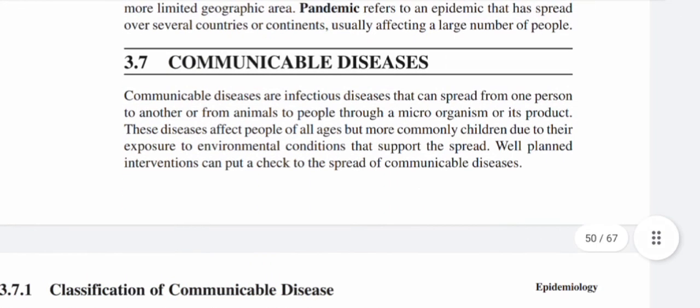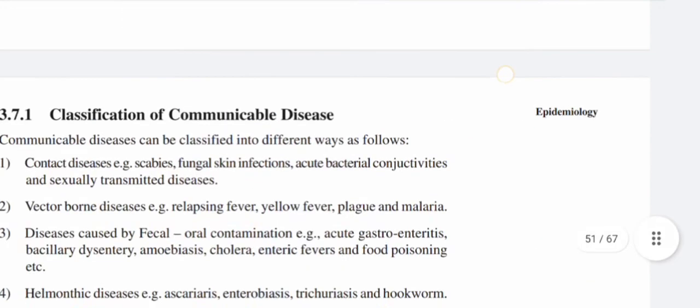Communicable diseases. Communicable diseases are infectious diseases that can spread from one person to another or from animals to people through a microorganism or its product. These diseases affect people of all ages but more commonly children due to their exposure to environmental conditions that support the spread. Well planned interventions can put a check to the spread of communicable disease.